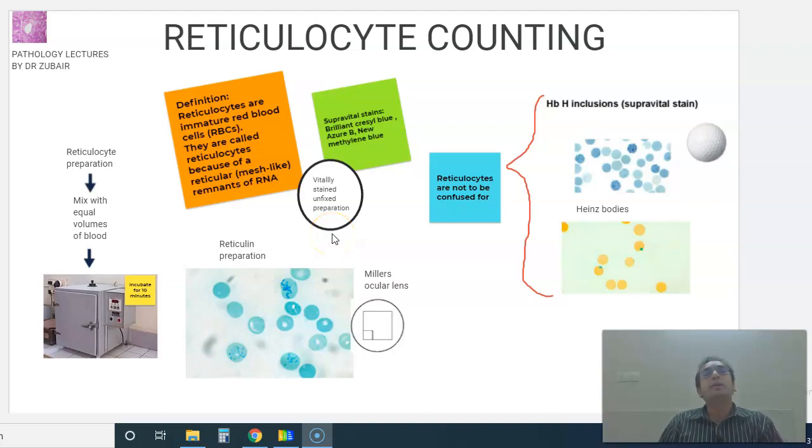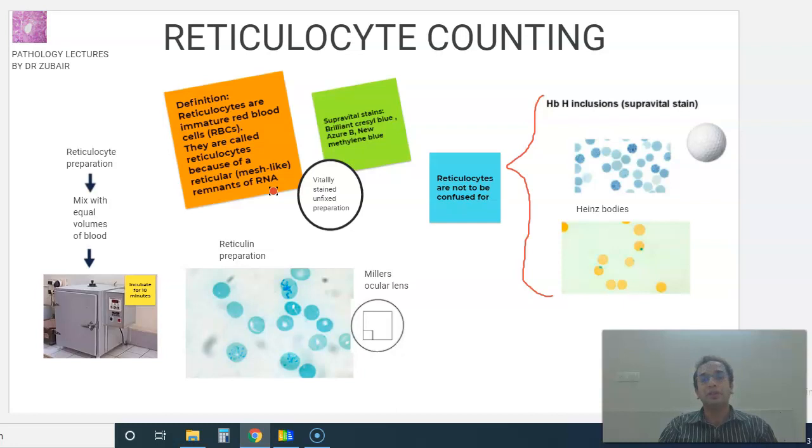Hi, in today's video, we'll be discussing reticulocyte counting. What are reticulocytes? Reticulocytes are immature red blood cells. They are called reticulocytes because of the mesh-like remnants of RNA present in them. So the keyword in the definition is immature red blood cells.